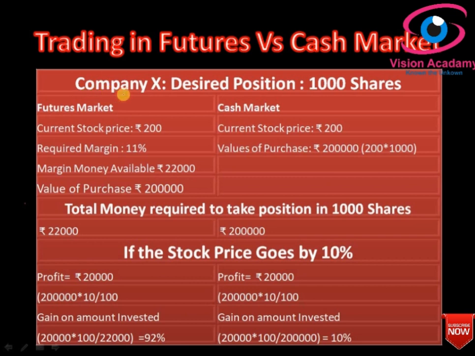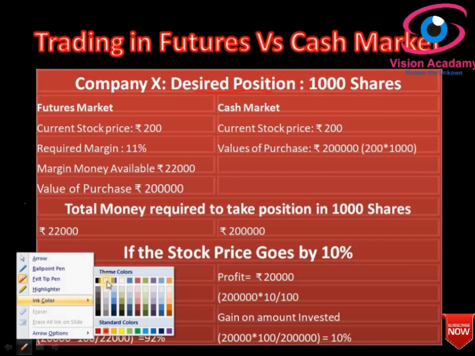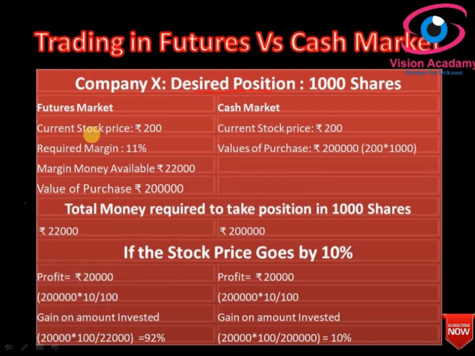For example, company X's desired position is 1000 shares. The company wants to purchase 1000 shares, so for that it will use the futures market as well as the cash market. This side is the futures market and this side is the cash market. The current stock price now is 200 rupees. It remains the same for futures and cash market. So 200 rupees for the futures market and 200 rupees for the cash market, and the required margin is 11% in the case of a futures contract, and it is not applicable to the cash market.